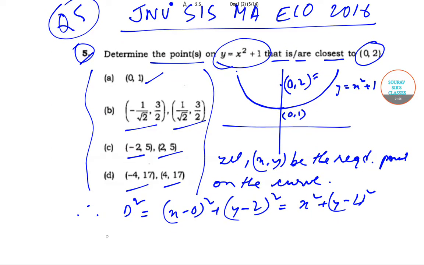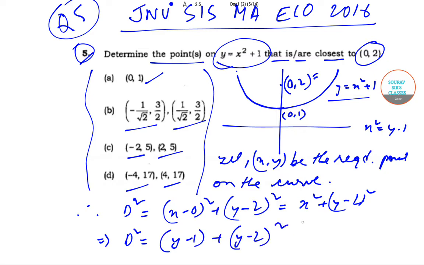Now we know that y is equal to x square plus 1. So that implies that x square is equal to y minus 1. So d square will turn into (y minus 1) plus (y minus 2) whole square. Now we can take this entire expression as f of y, say.